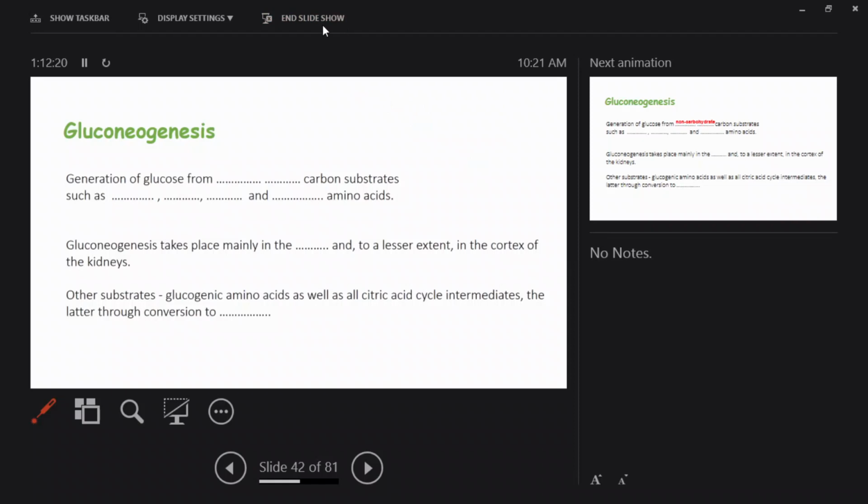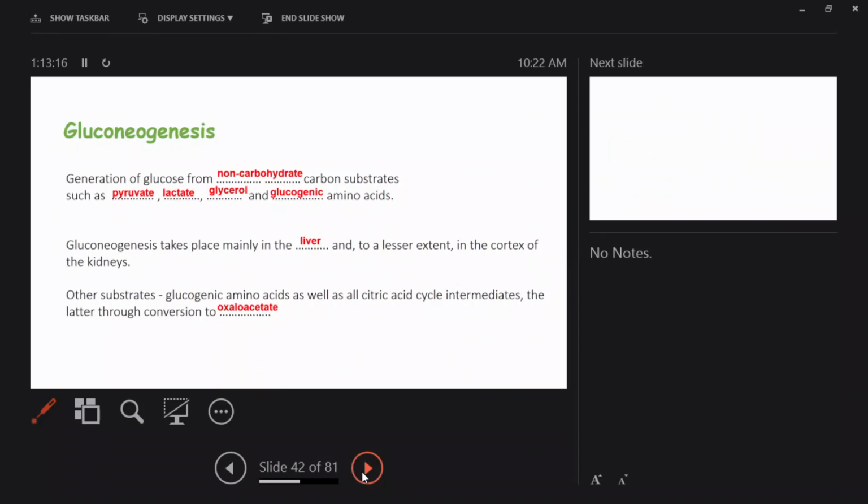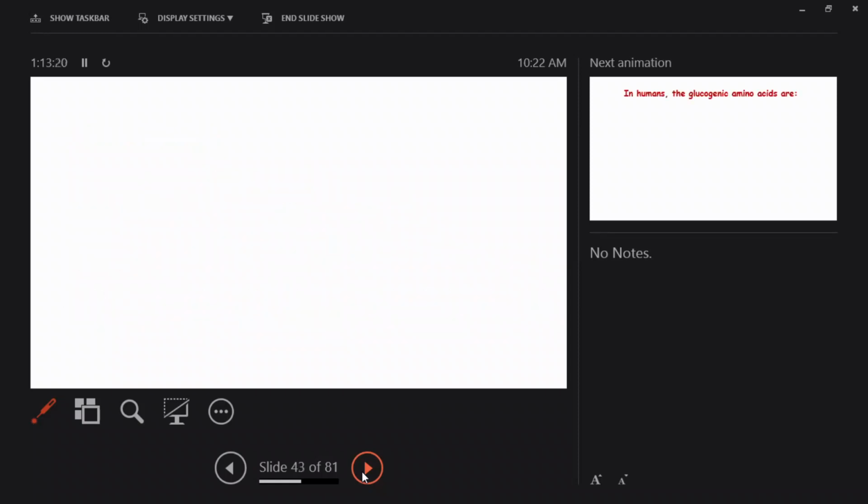And then gluconeogenesis, generation of glucose from, who can answer? From what? Non-carbohydrate compounds, such as pyruvate, lactate, what else? Glycerol, and glucogenic amino acids. Gluconeogenesis takes place mainly in the, where? Liver, and to a lesser extent in the cortex of the kidney. Other substrates are glucogenic amino acids as well as citric acid cycle intermediates, through conversion to, where? Oxaloacetate. All right.